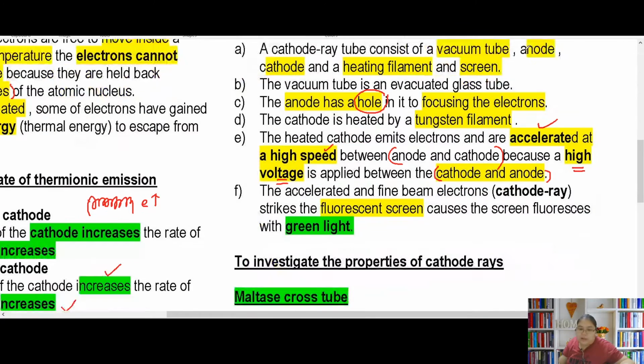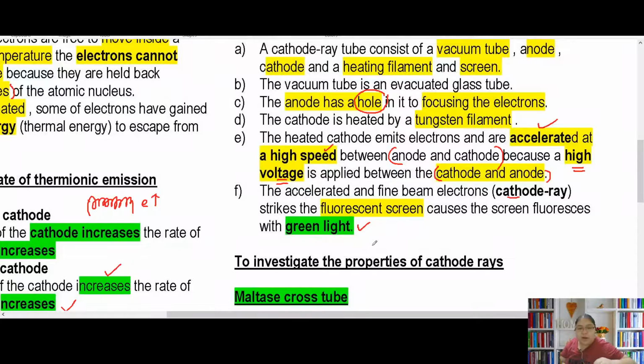Okay, now we go to F. After the acceleration, the fine beam of electrons, meaning the cathode ray, will strike the fluorescent screen. After that, they strike the fluorescent screen, causing the screen to fluoresce with green light. So they produce a fluorescence of green color. So we can say that a cathode ray is produced.